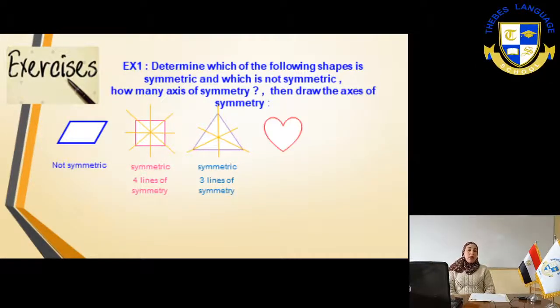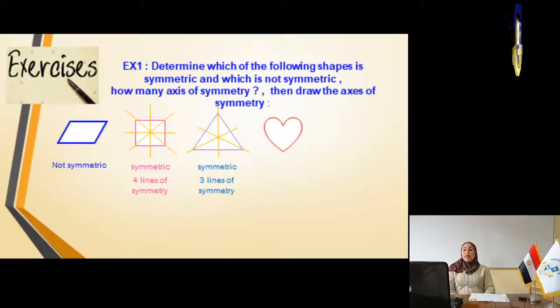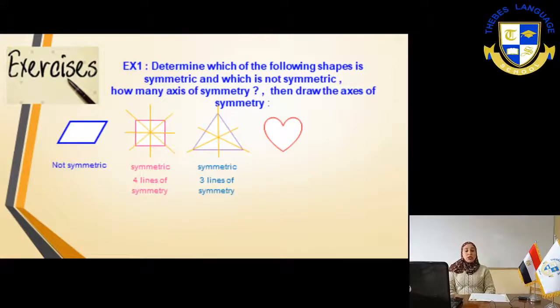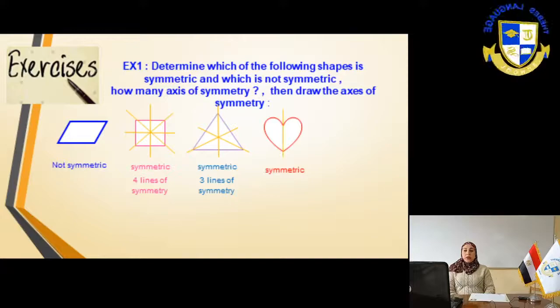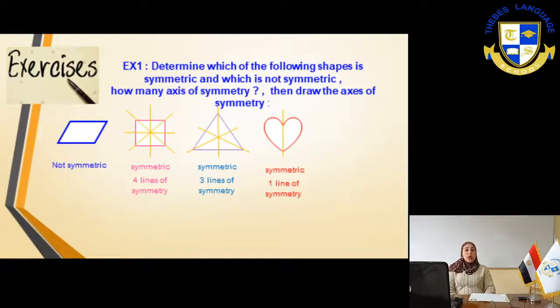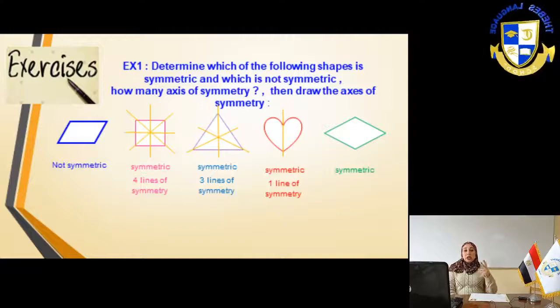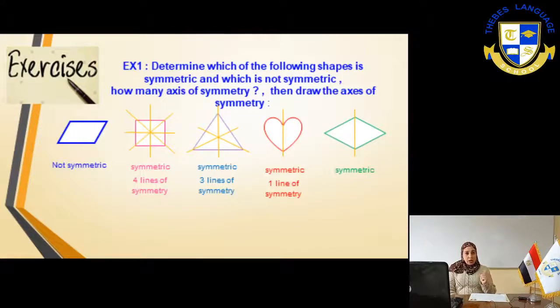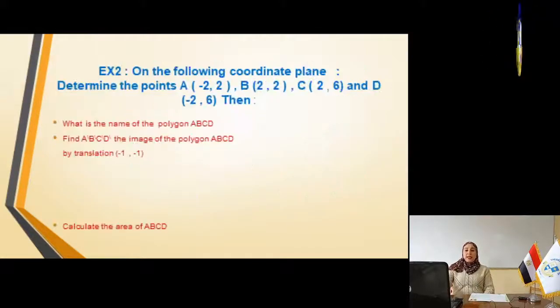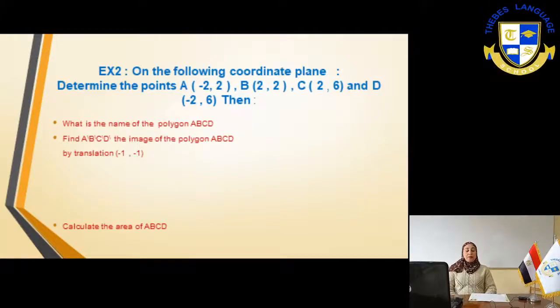The heart. How many lines could divide this heart into two equal parts? Just one line. So the heart is symmetric and has one line of symmetry. The last shape is the rhombus. Here the rhombus is symmetric and has two lines of symmetry. Okay, let's see another example.